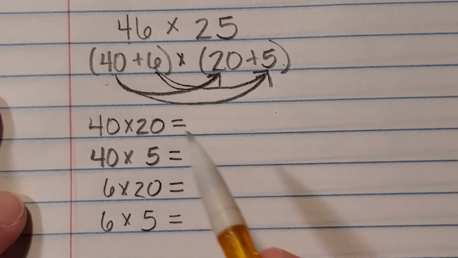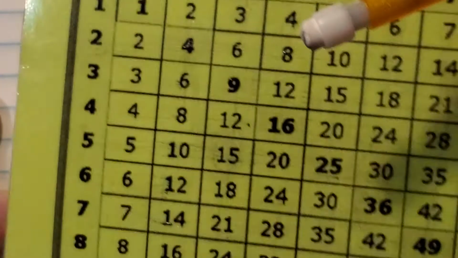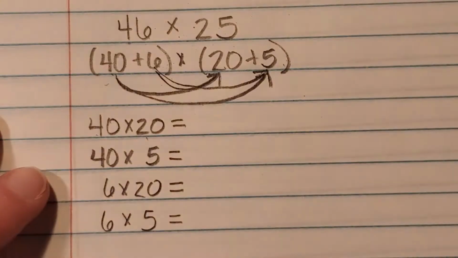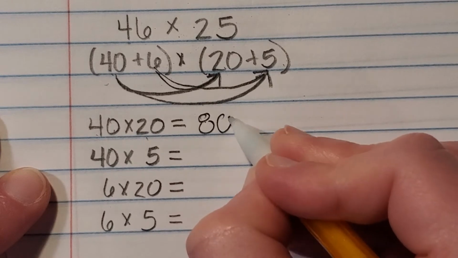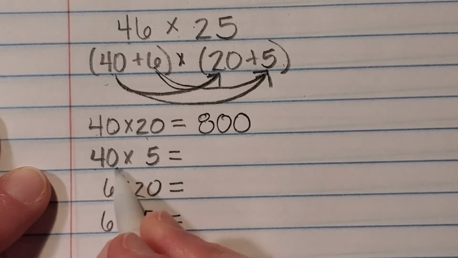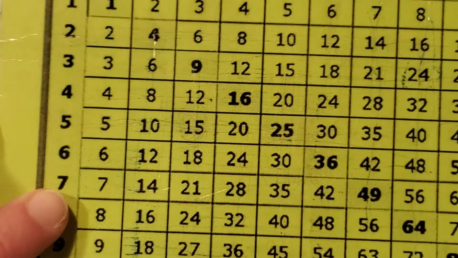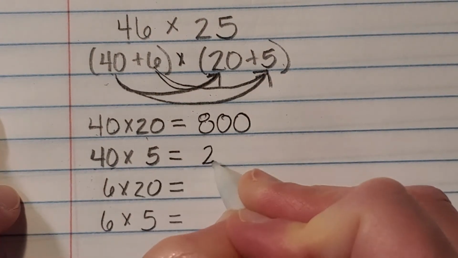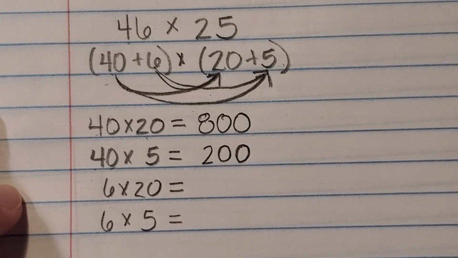All right, so first up I have 40 times 20. I'm going to look at my multiplication chart to see what 4 times 2 is. 4 times 2 is 8. So 4 times 2 is 8, and then I've got to add 2 zeros. All right, next I have 40 times 5, so I'm going to look at my multiplication chart. What's 4 times 5? And it is 20. So I'm going to write a 20 with one more 0. If you notice, I'm lining up my numbers based on place value as I go.